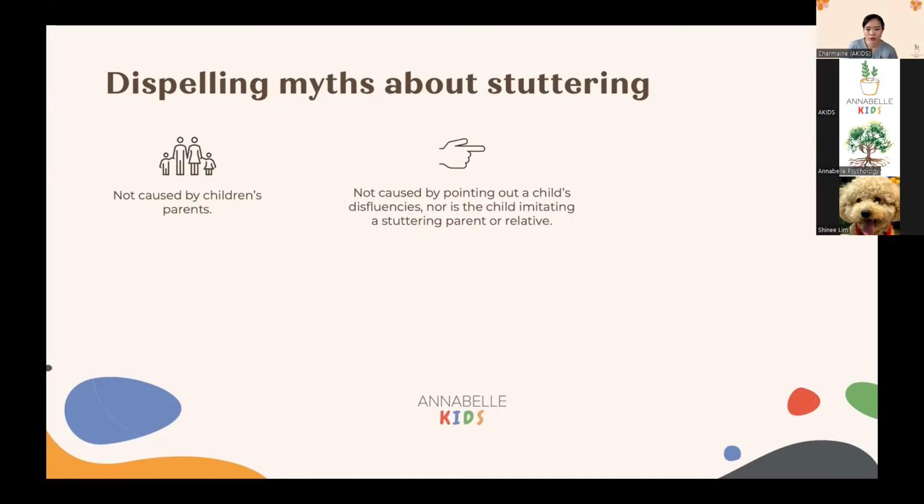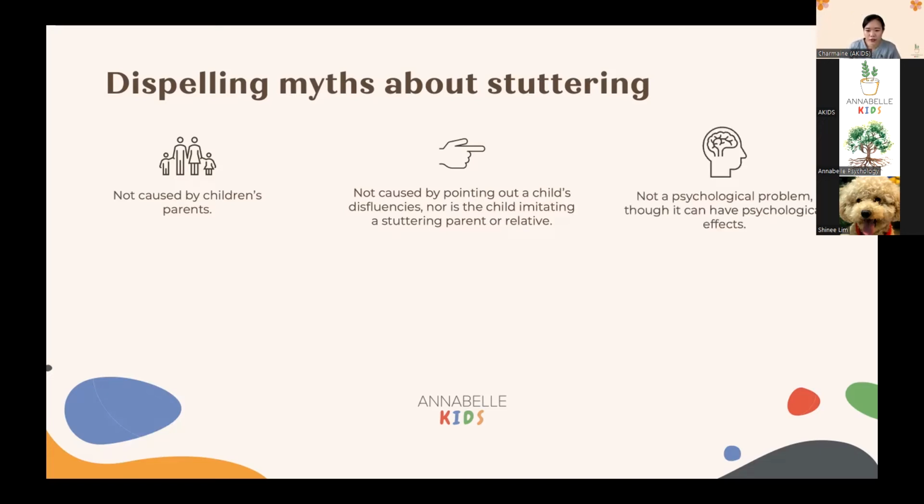It is also not caused by pointing out a child's disfluencies, and the child is also not imitating a stuttering parent or relative. I do hear this quite often when the parent says, oh, my child began copying your uncle for fun, and now he's stuck with this kind of speech pattern. It is usually not because they are copying for fun and then they're stuck with it. It might be that they already have a predisposition, because as we know, there is a genetic component as well. Then they start talking like that also, and the child actually stutters.